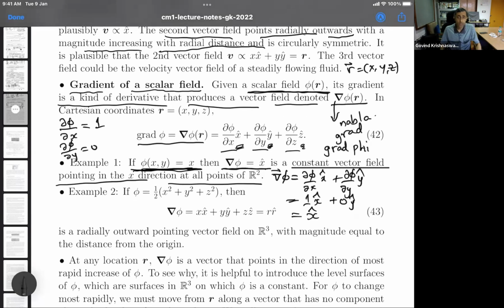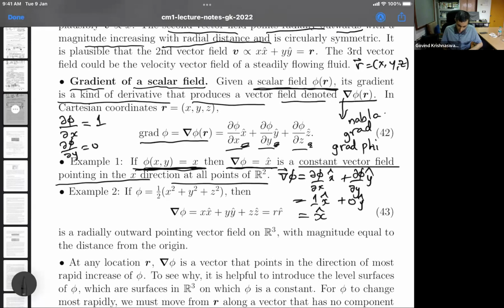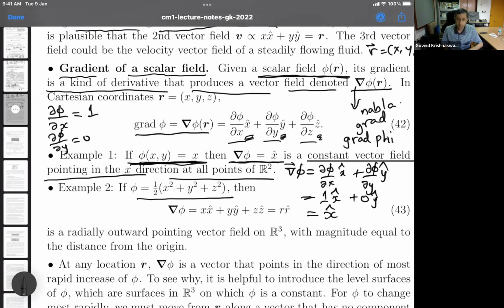Okay, let's take an example in 3 dimensions. Let's take the function phi equal to half times x squared plus y squared plus z squared. This is a nice little quadratic function, and let's compute its gradient. So I must compute all the first partial derivatives.